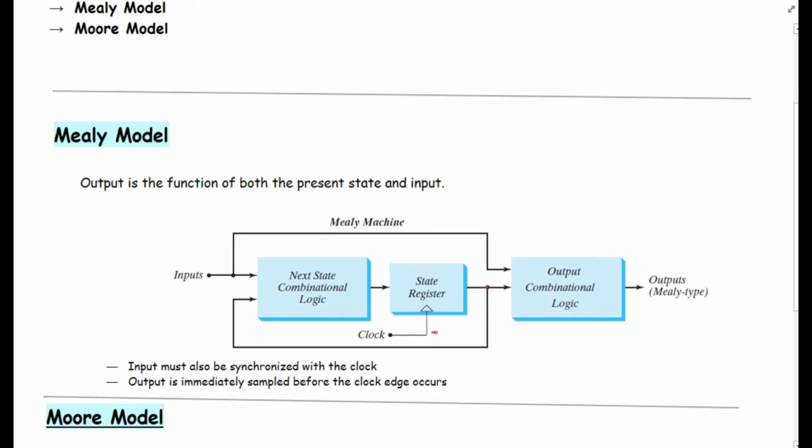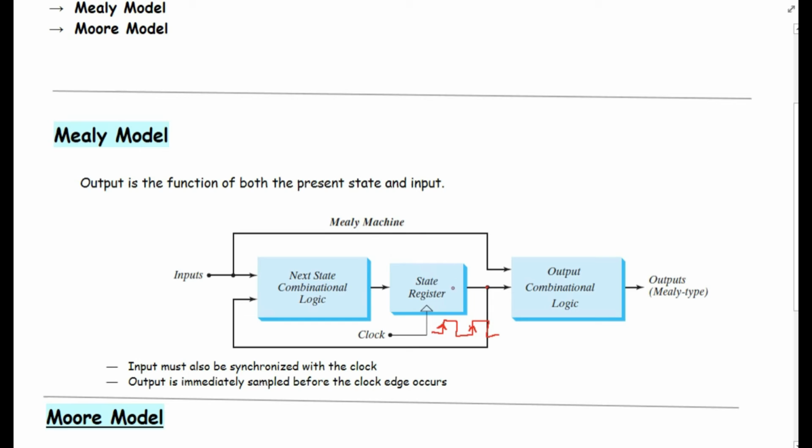So the clock is positive, negative, positive, negative. So if this circuit is for example triggered with the positive edge of the clock pulse, so here we will have a certain output. Meanwhile, if the input changes, the output will also change, and that is why we have synchronization problem of the present state with the inputs.